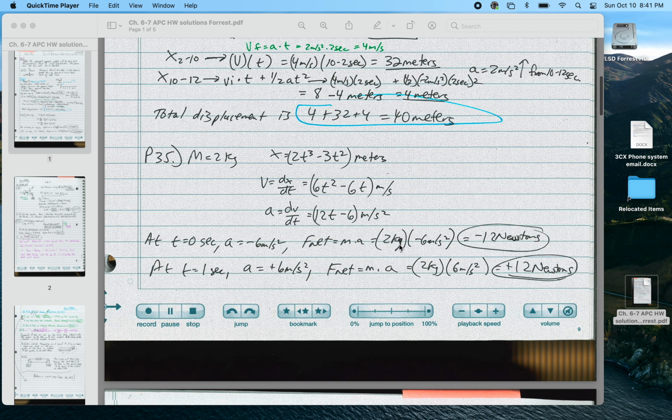Problem 35 was a quick calculus problem where you're taking a derivative. Hopefully those are pretty easy. So I took the second derivative of the position function, or you could just take the derivative of the velocity equation, which you had taken from the position equation. Either way, it comes out to 12t minus 6 meters per second squared. So if you put in 0 seconds, we get negative 6 meters per second squared. Go back to Newton's second law, F equals m times a. 2 times negative 6 is negative 12 newtons. Down here, positive 6 meters per second squared, positive 12 newtons.